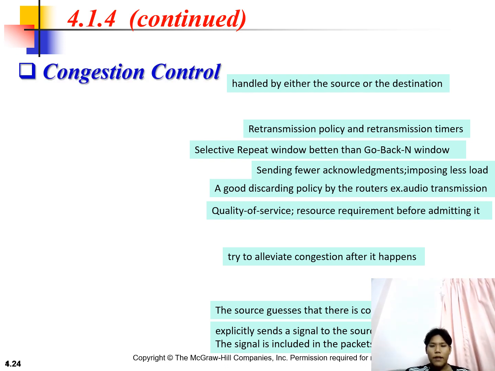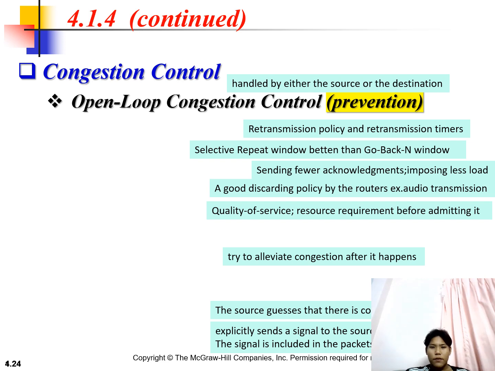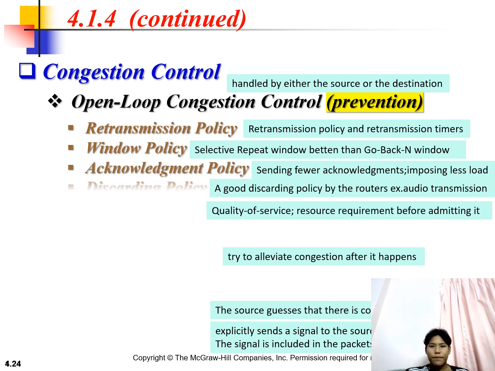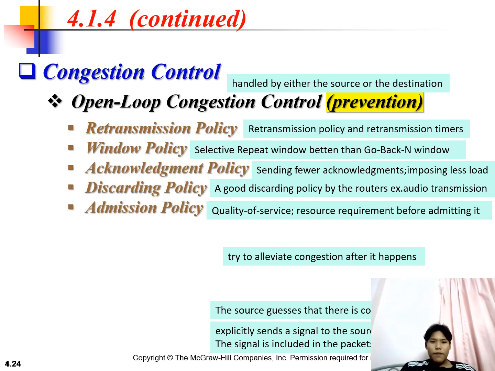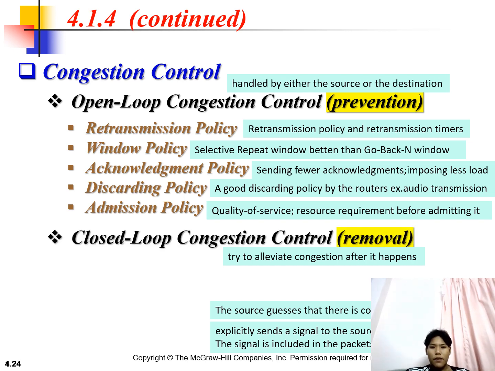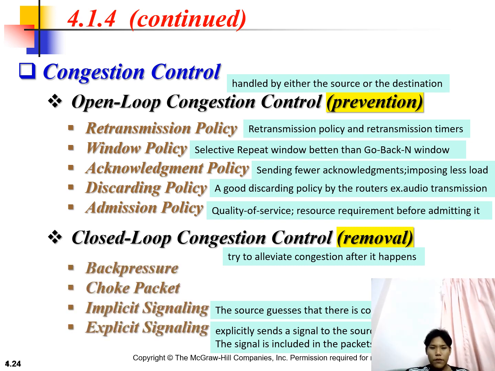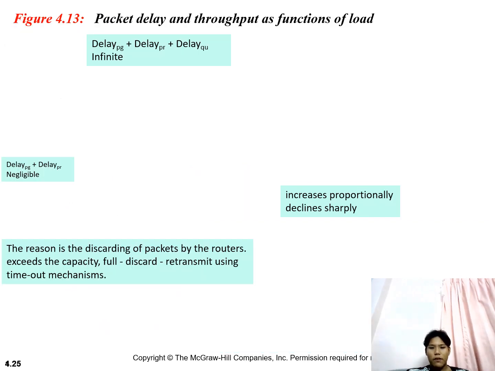Congestion control. So it has open loop congestion control, or prevention. And for open loop, it has retransmission policy, window policy, acknowledgement policy, discarding policy, and admission policy. And for congestion control, it has closed loop congestion control, or removal. So it has back pressure, choke packet, implicit signaling, and explicit signaling.